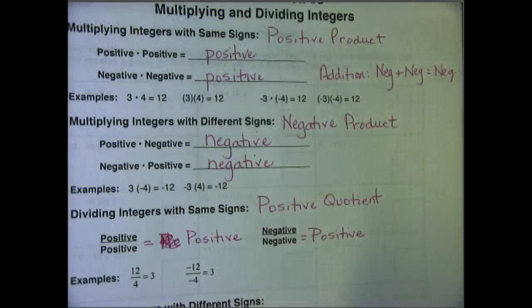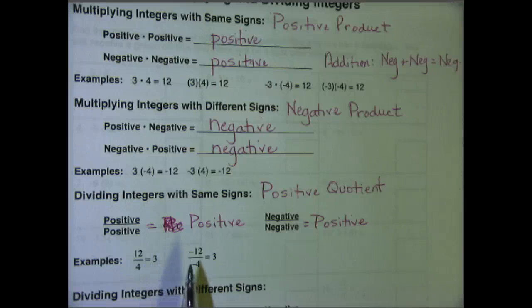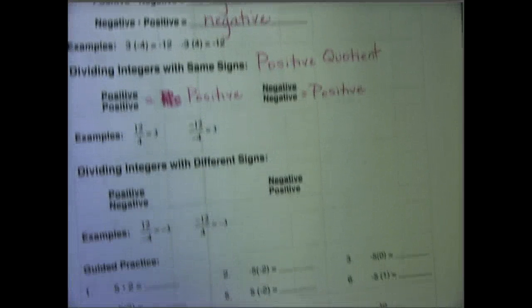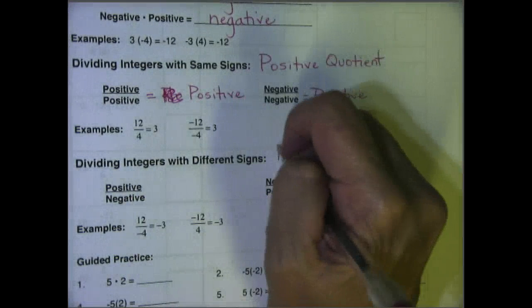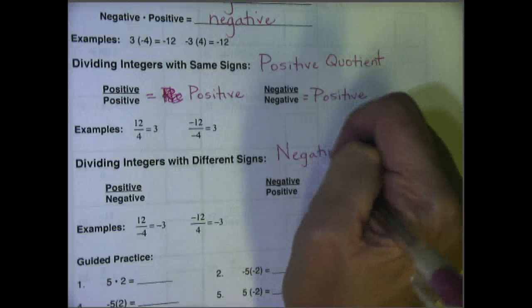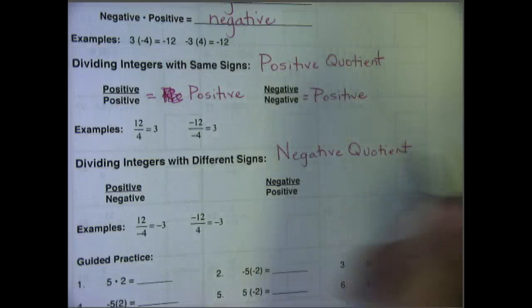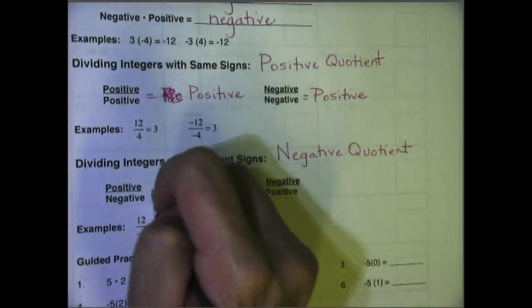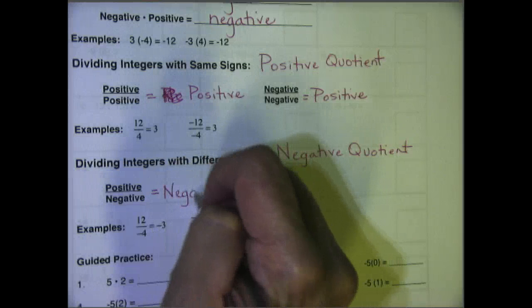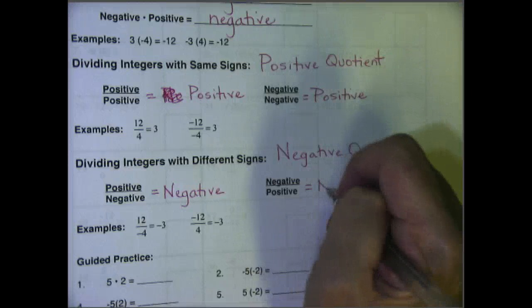Examples: 12 divided by 4 equals 3, and negative 12 divided by negative 4 equals 3. Dividing integers with different signs, you get a negative quotient. Positive divided by a negative equals a negative, and a negative divided by a positive equals a negative.